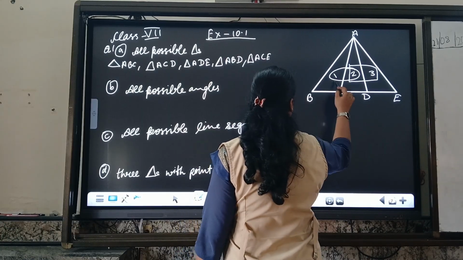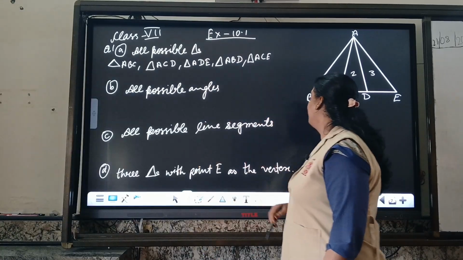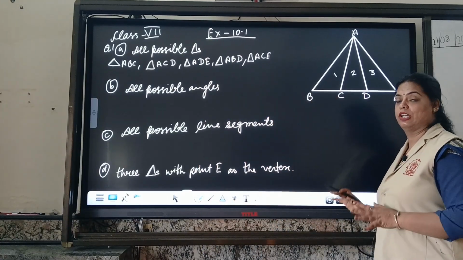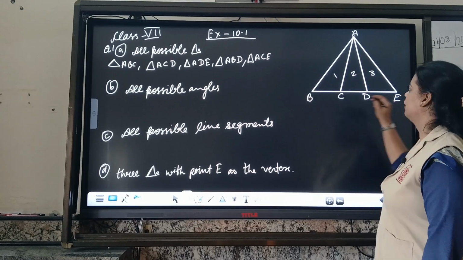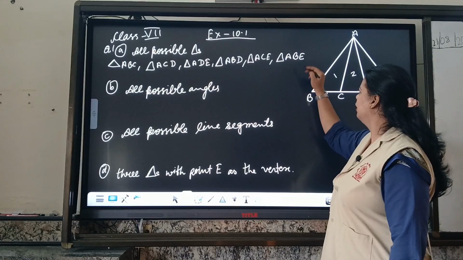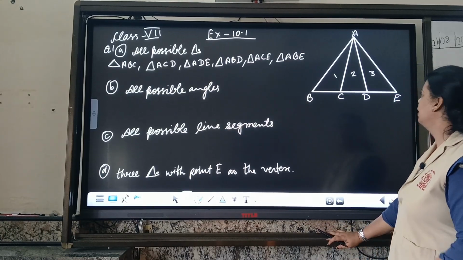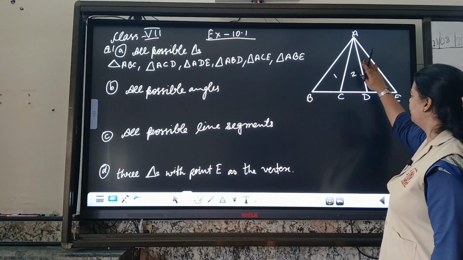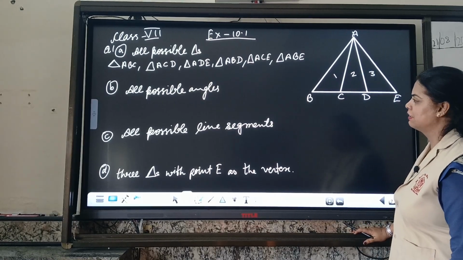Now we have combined these two triangles. If I take the complete triangle, I will take ABE, triangle ABE. Do we have another opportunity to make another formation of the triangle? These two we have taken, these two we have taken, the wider one we have already taken, nothing is left.